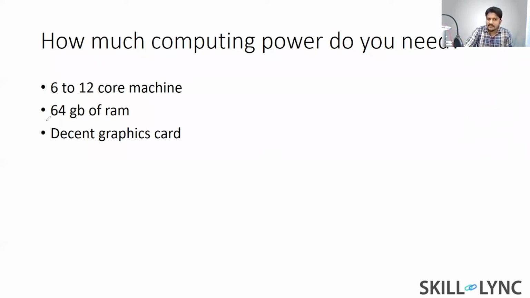You need at least a minimum of 64 GB of RAM and a 6 to 12 core machine so that you can run large jobs. You need a decent graphics card as well if you plan on making visualizations. Now, this is the bare minimum configuration. Anything lower than that is not going to work.